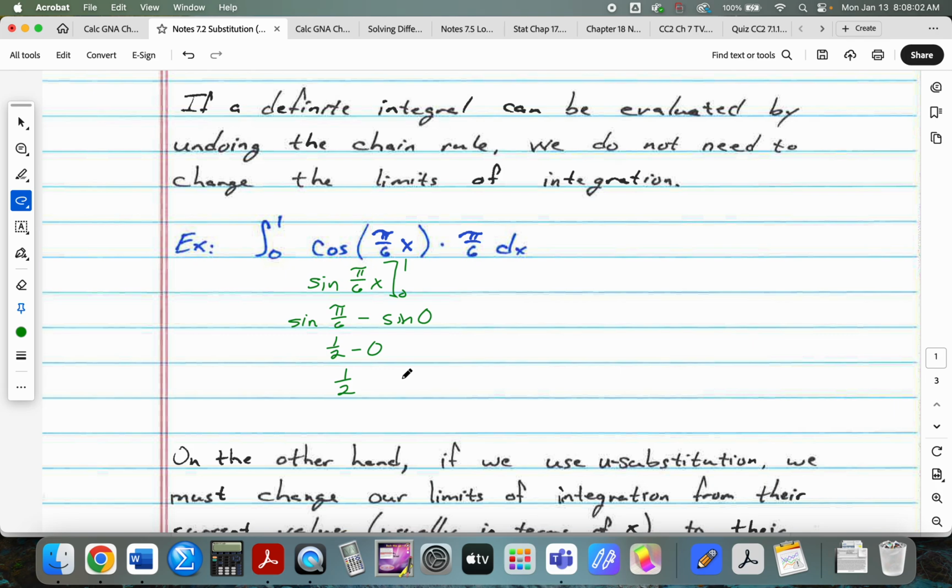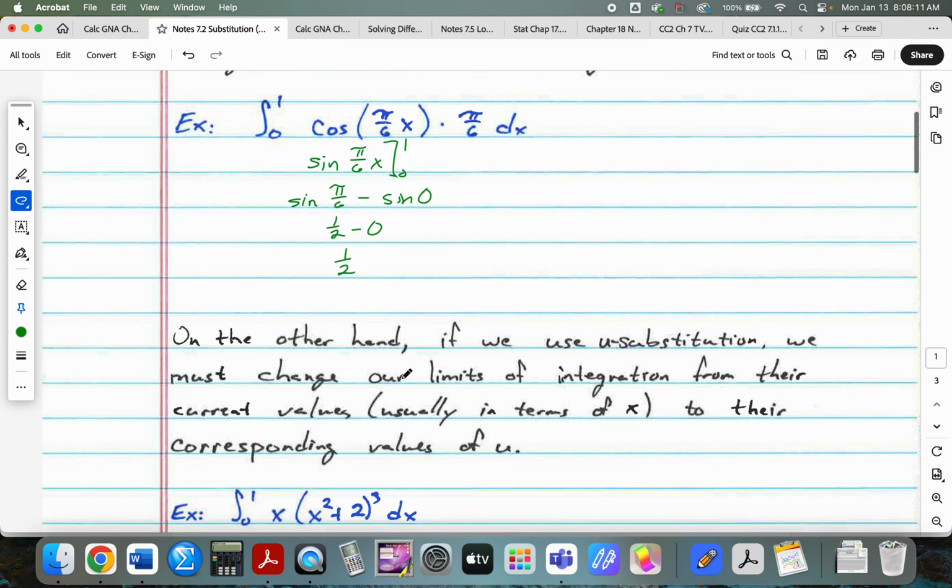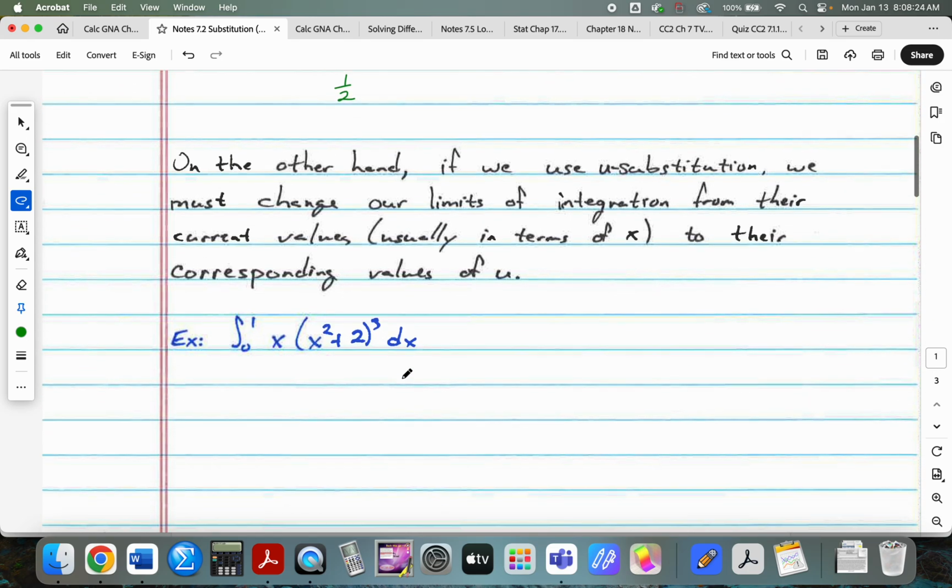Now, if you do end up using a U substitution to do the problem, then we need to change the limits of integration into terms of our new variable, right? I think I said the variable of integration. I meant the limits of integration. Let me show you how that would work out.